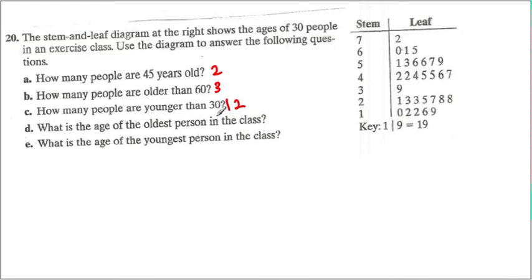With 12 people. What is the age of the oldest person in this class? It will be 72, because that's the highest. What is the age of the youngest person? It will be 10, the smallest.